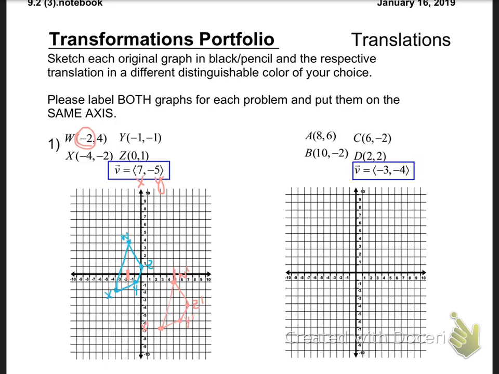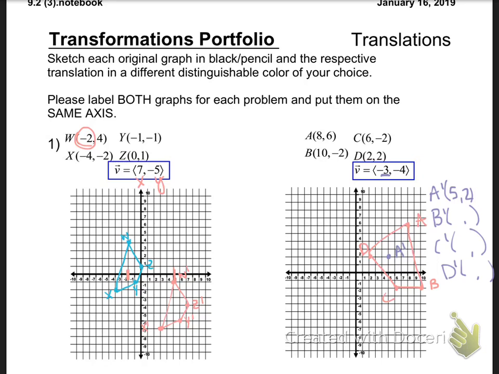So I'm going to go ahead and graph this original set really quickly. You go ahead and do the same, and then we will find our new vector set, or our primes. Okay, so here's my set. Now if I want to do my new set, I'm going to do A prime, B prime, C prime, and D prime. Okay, so 8 plus negative 3, I'm adding my X values, I get 5. 6 plus negative 4, I get 2. So right 5, up 2, A prime.